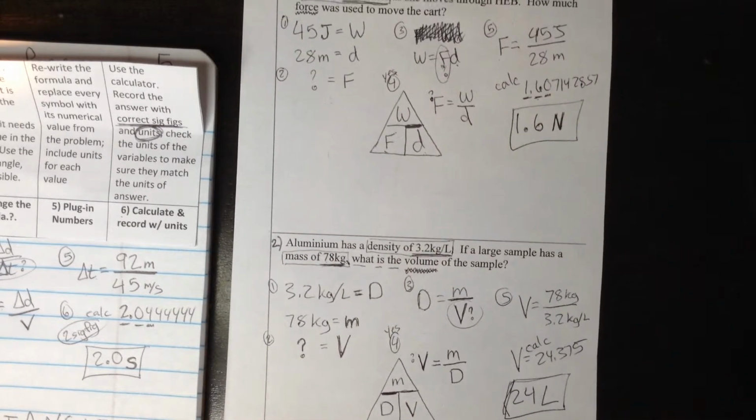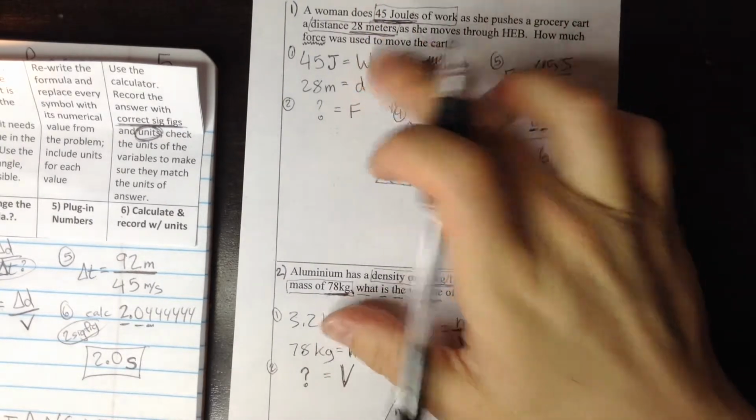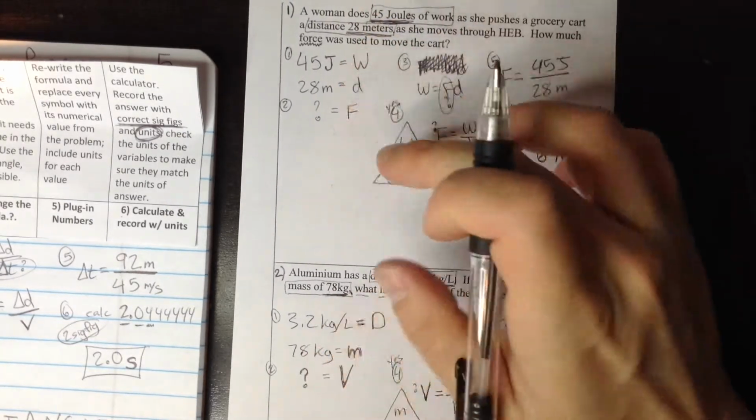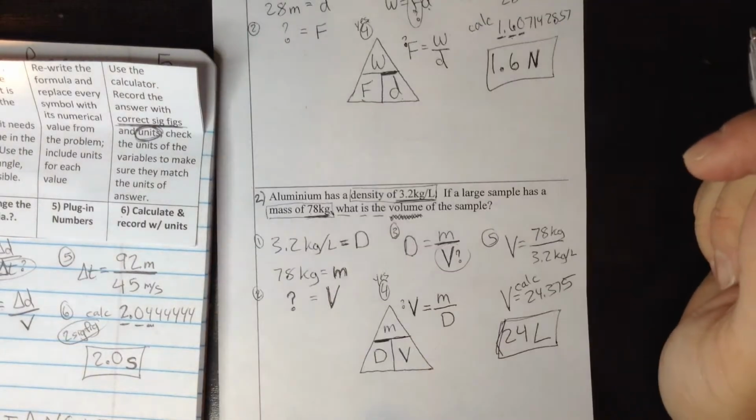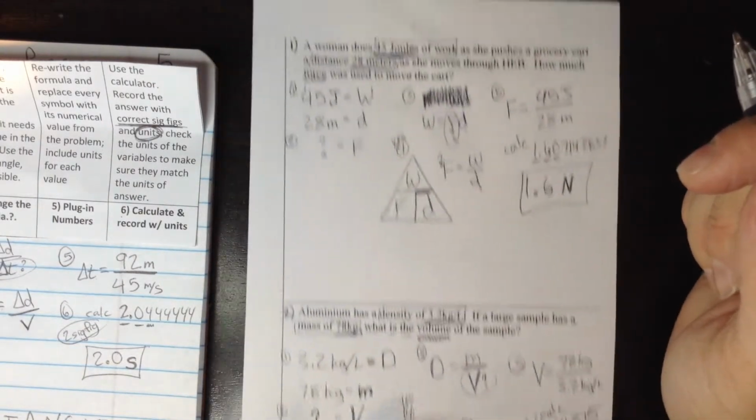Again, with these, the most important thing is starting those first steps. You've got to identify your variables. If you don't identify your variables, you have no idea what to do with the problem. You can't move forward. Okay?